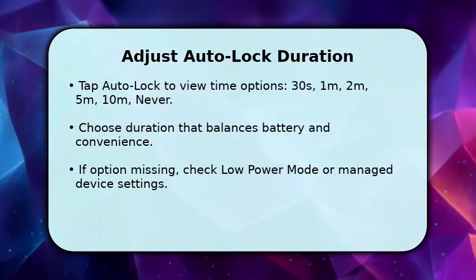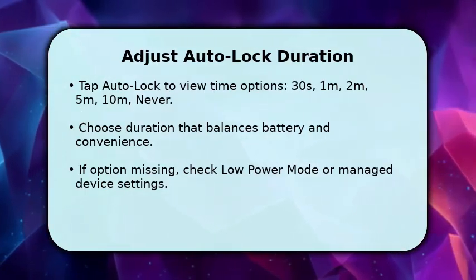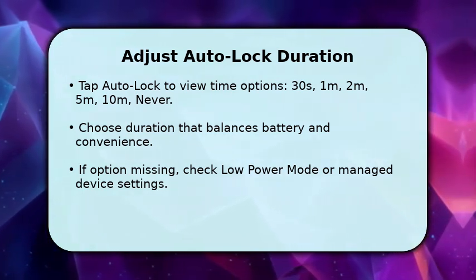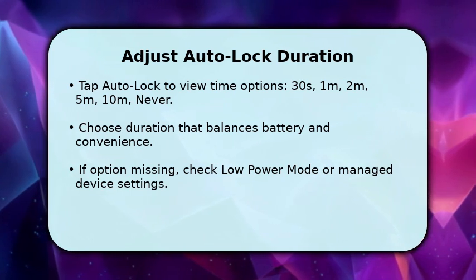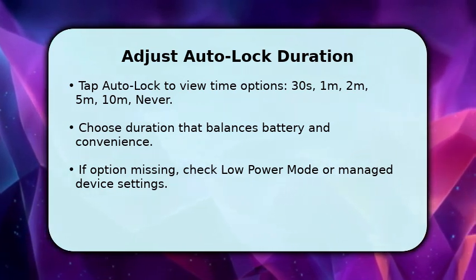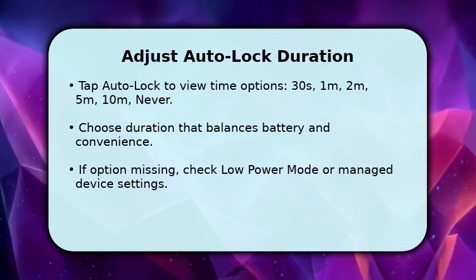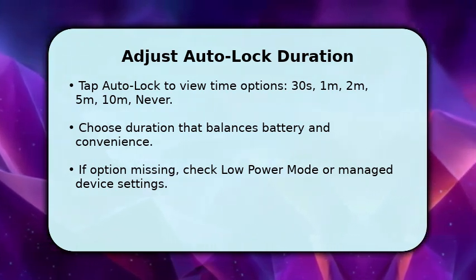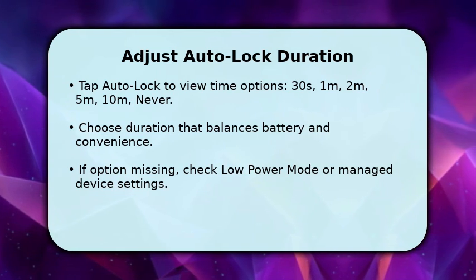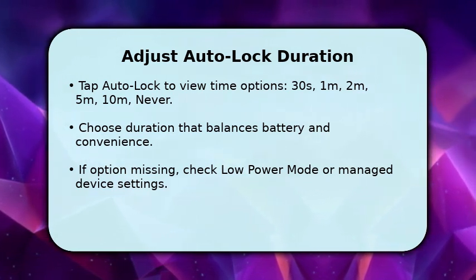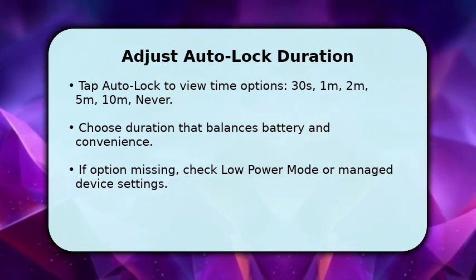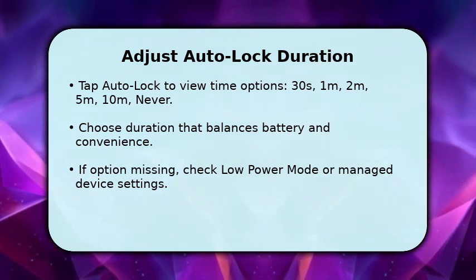Once in Display and Brightness, find and tap Auto-Lock to reveal time choices from 30 seconds up to Never. You should pick a duration that balances battery life versus convenience. Shorter for better battery, longer if you read a lot. If Auto-Lock is grayed out or missing, make sure Low Power Mode is off and that your device isn't supervised by a work profile. Those can restrict changes. After choosing, the phone applies it immediately, so you'll notice the new timeout right away.